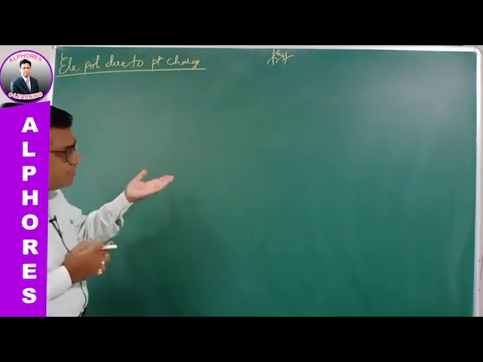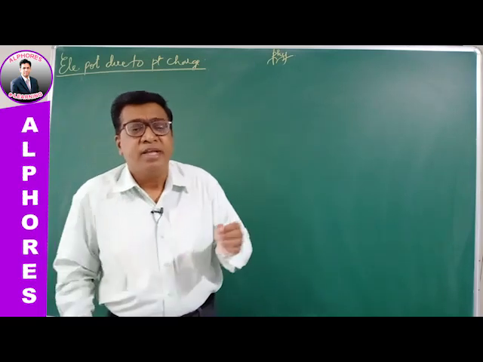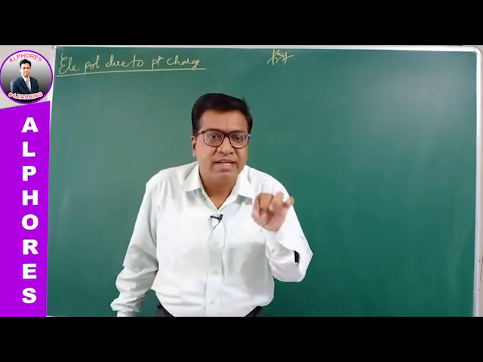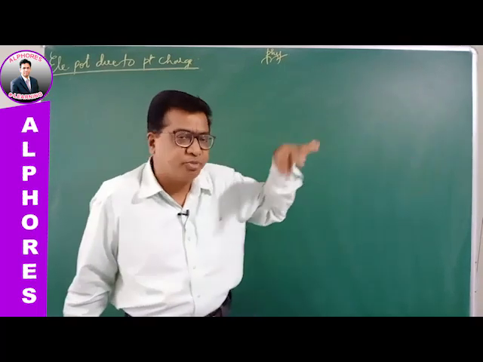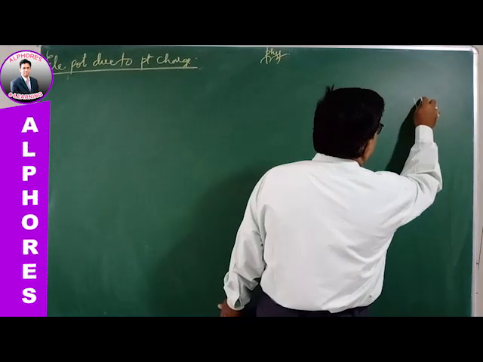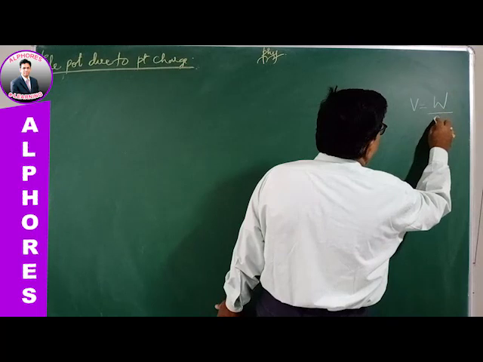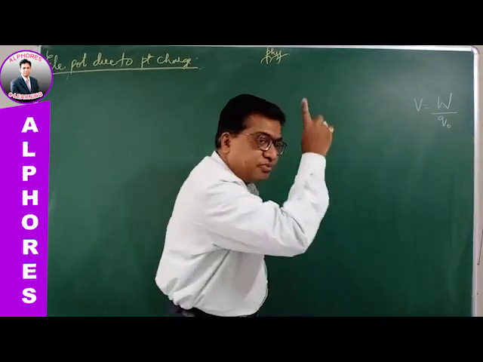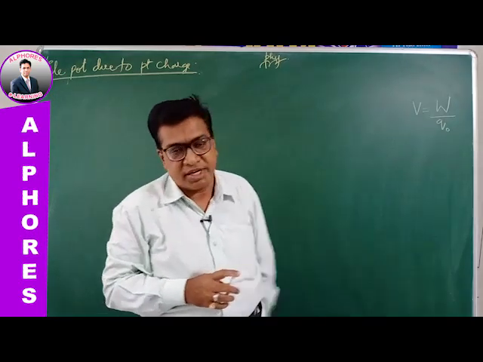Well, you can define this in mathematical terms, analytically, as the amount of work done in moving a unit positive test charge from infinity to the point in the field. Electric potential V is defined as the amount of work done in moving a unit positive test charge from infinity to the point in the field. Work done per unit charge.